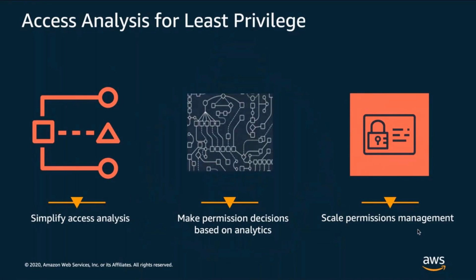Access analysis in AWS helps you achieve least privilege and scale permissions management by providing insight into who can access what across your AWS environments. This makes it easier for you to review access, recognize broad access, and reduce access with confidence.